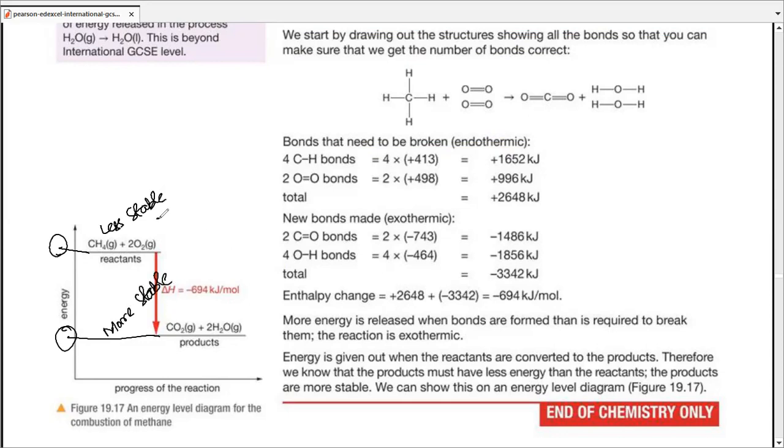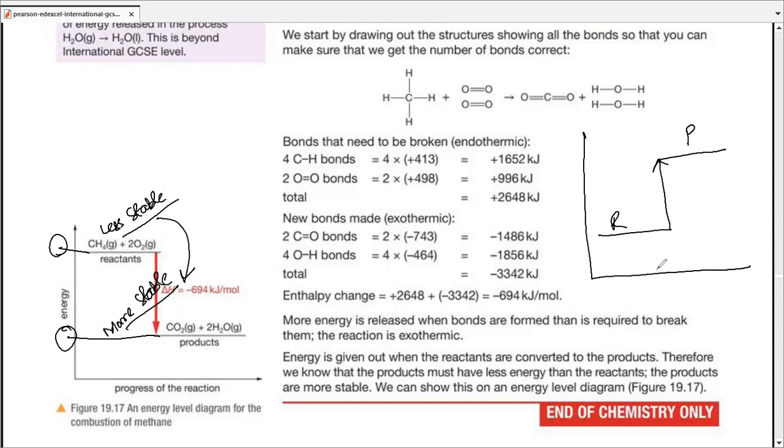So the driving force for this reaction to occur is pretty simple. Things are moving from lesser stability to higher stability. I hope that makes sense. But what about an endothermic reaction, when the reactants are actually at the bottom and the products are on the top?